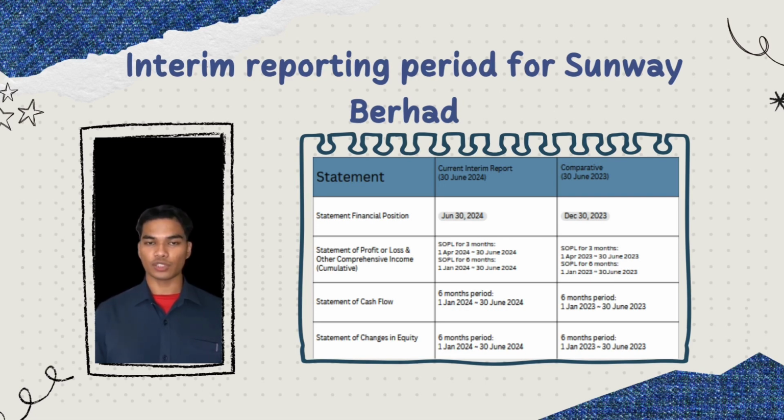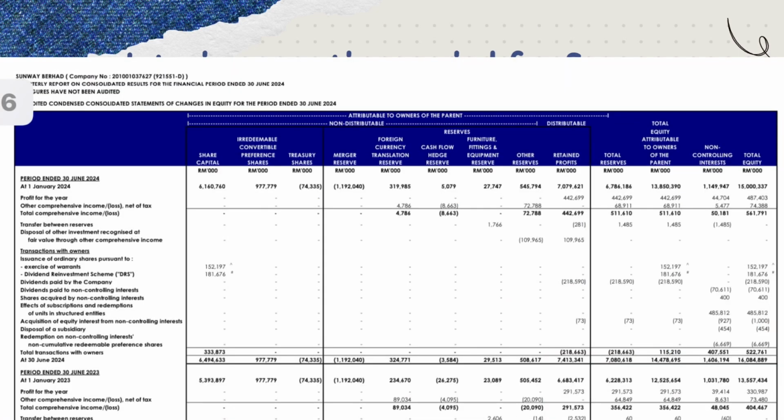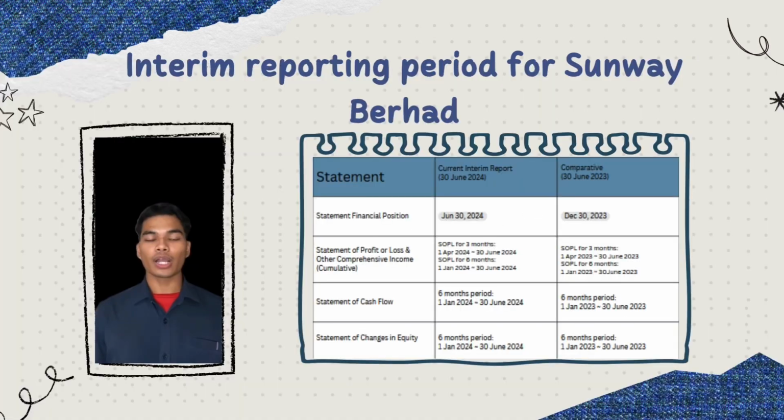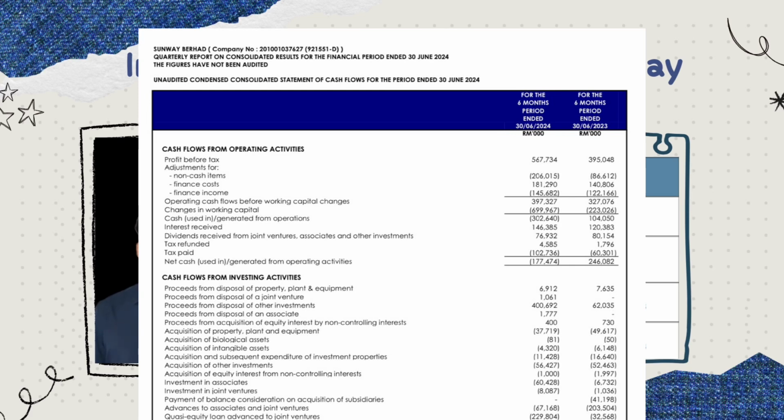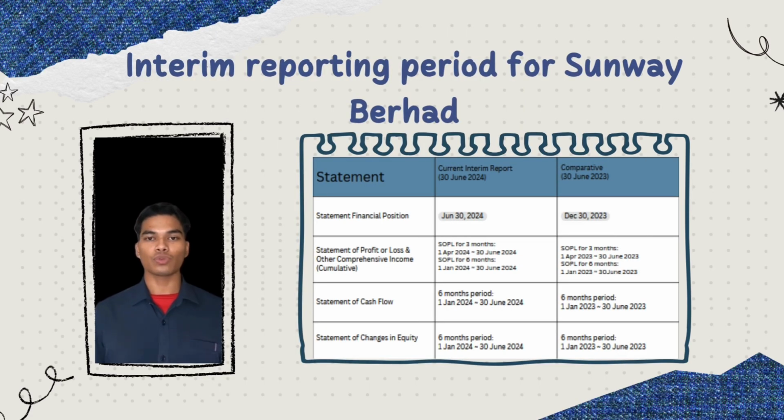For the statement of cash flow and the statement of changes in equity, both the current and the comparative reports cover the 6-month periods from 1st January to 30 June 2024 and 1st January to 30 June 2023 respectively. In summary, this reporting period helps us compare Sunway Berhad's financial performance over both the current and the prior period.